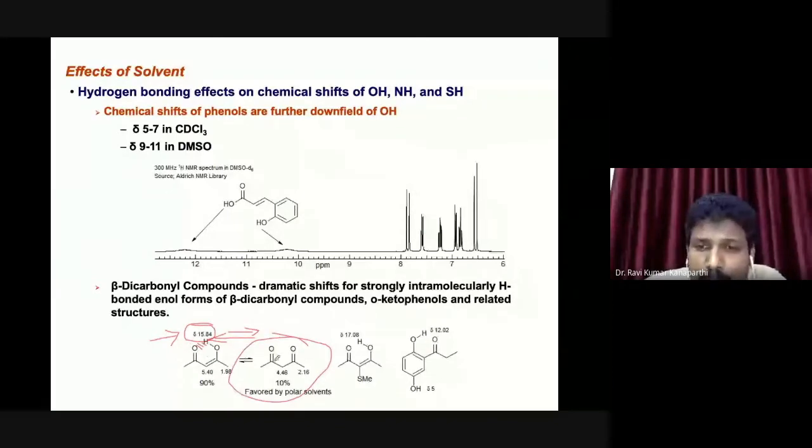There are a couple of examples I have shown here. This is another compound where intramolecular hydrogen bonding is there. Because of this, the electron density of the hydrogen atom is decreased, and you will see it in a much more de-shielded region.